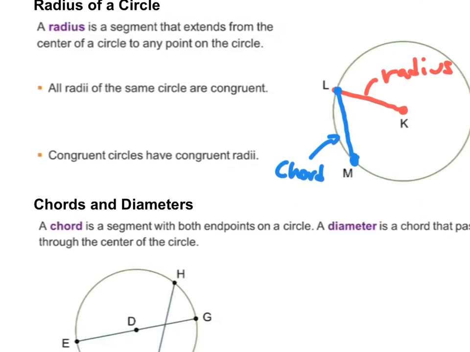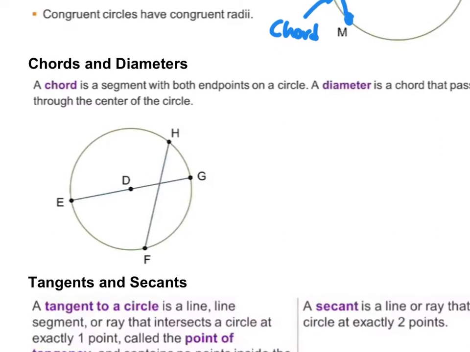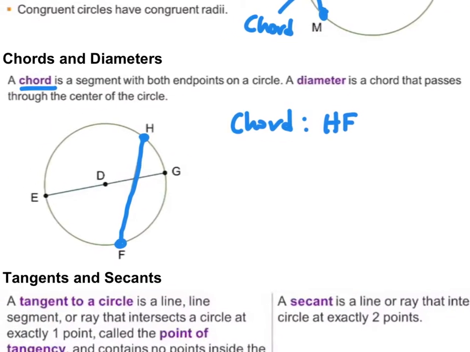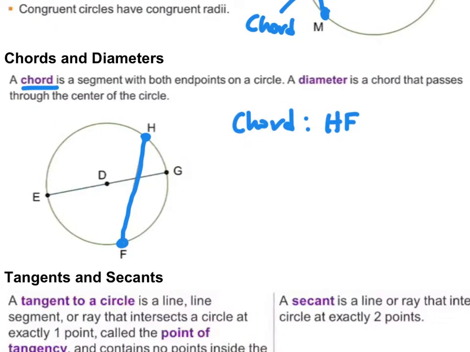Okay, let's take a look. Chords and diameters. A chord is a segment with both endpoints on a circle. So here, using this blue example, HF would be my chord. My chord in this example would be line segment HF. The diameter is a chord that passes through the center. If this was my diameter, here's my center point D, and it continues on through that. So I would say that my diameter is segment EG.